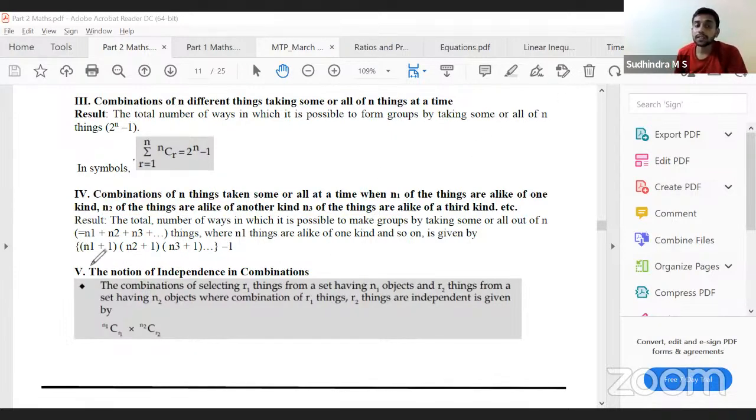Here, how do we get this? (n1 plus 1) into (n2 plus 1) into (n3 plus 1), and so on, minus 1. That is how we get that particular value.